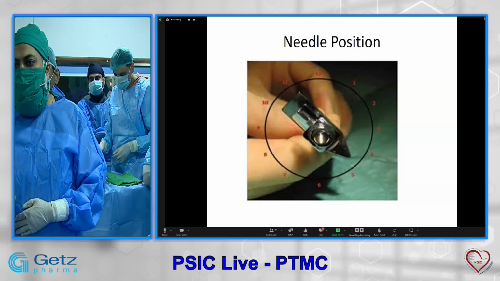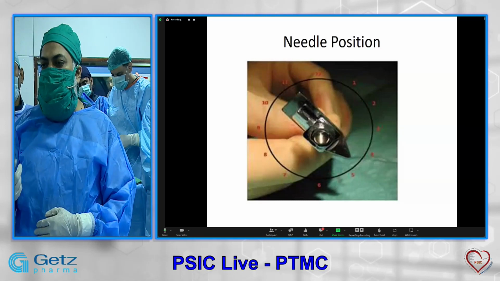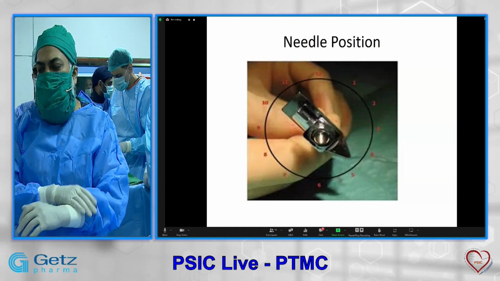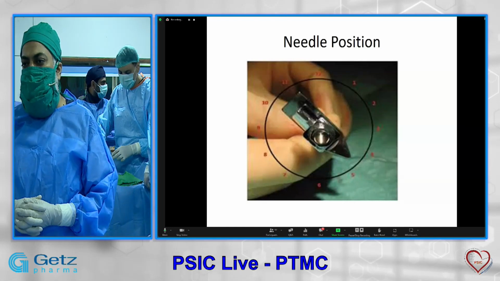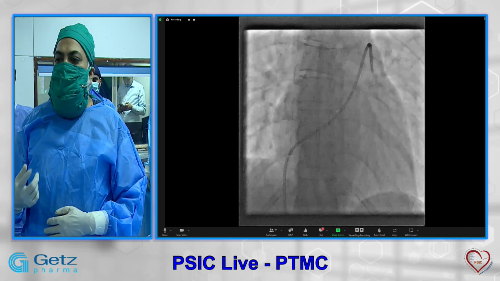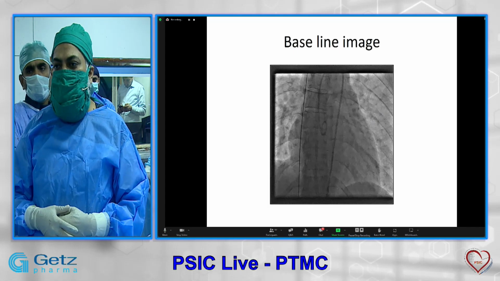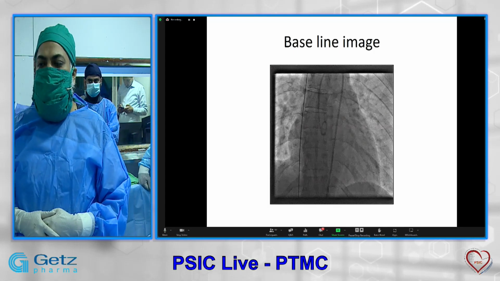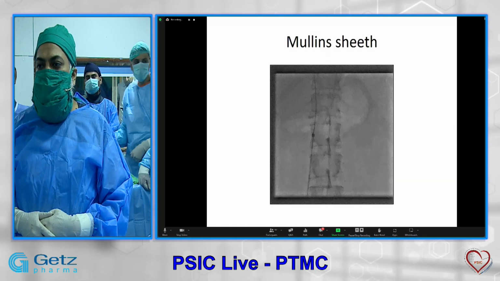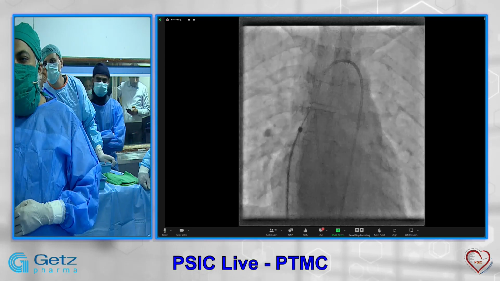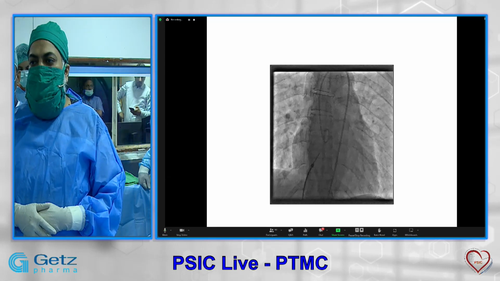Next, please. I will be doing these steps. I just want to show you one or two slides, then we will come to the patient and go directly to the procedure.